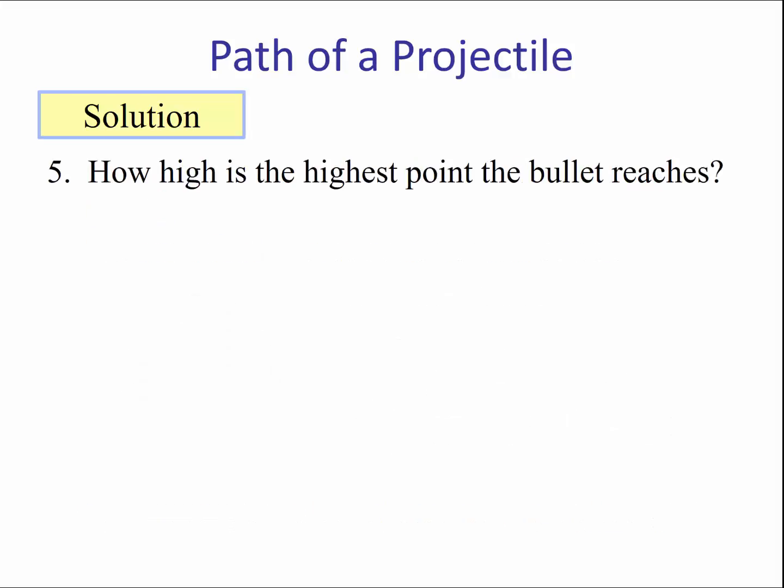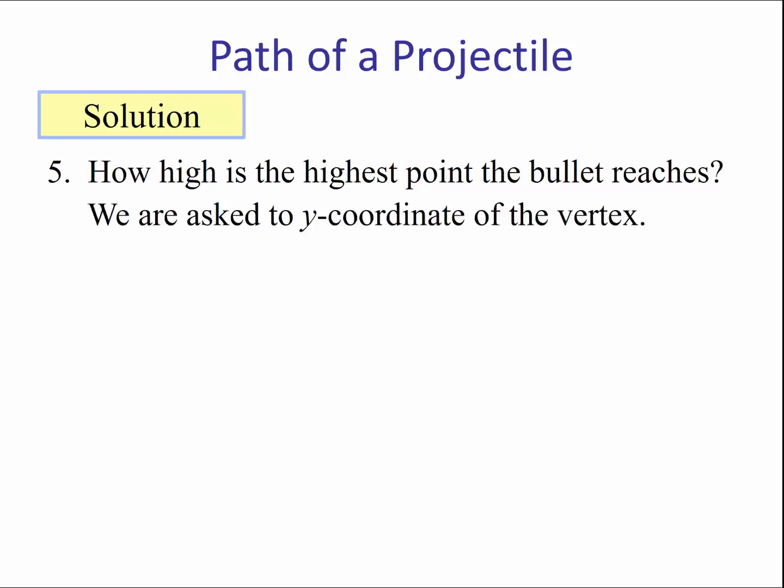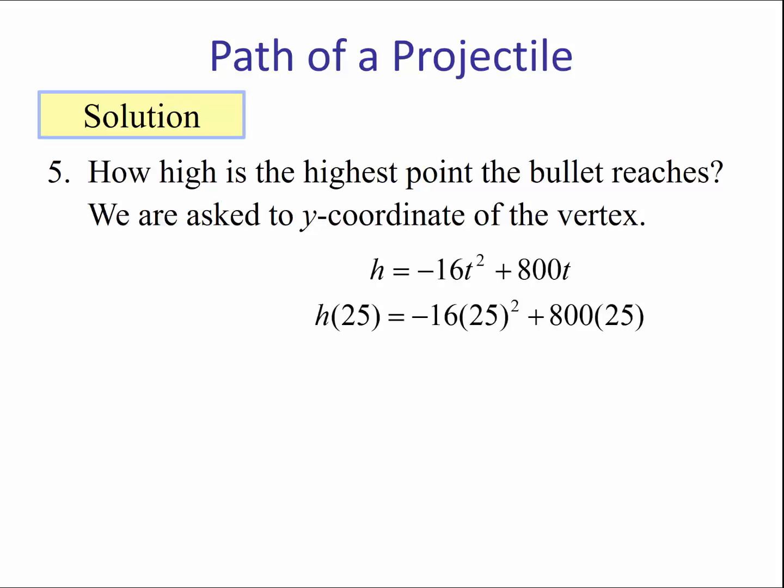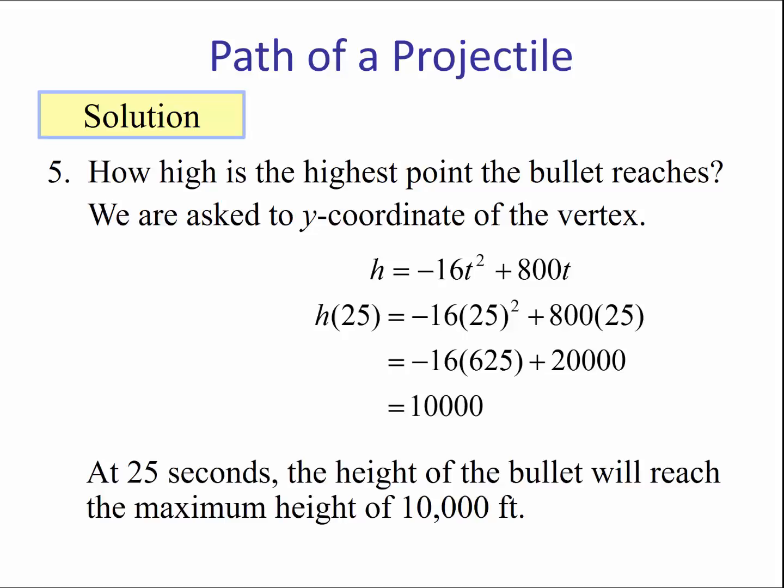Number 5, how high is the highest point that the bullet reaches? What is the maximum height? That is the y coordinate of the vertex. So the x coordinate is 25. We substitute 25 into the function, and we see that the maximum height is 10,000. So the vertex is 25, 10,000, and in terms of the problem, it means at 25 seconds the height of the bullet will reach a maximum height of 10,000 feet.